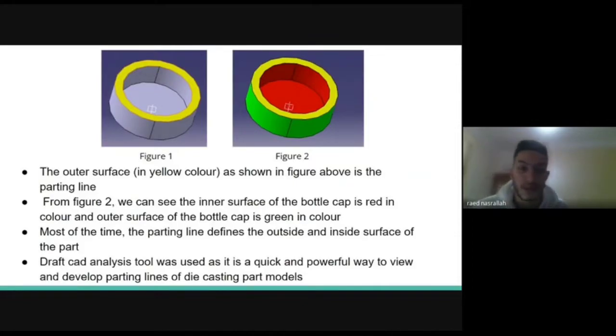Okay, so as we see in figure 1 and figure 2, the outer surface in yellow color, as shown in the figure above, is the parting line. From figure 2, we can see the inner surface of the bottle cap is red in color and the outer surface of the bottle cap is green in color. Most of the time, the parting line defines the outside and inside surface of the part. The Draft CAD analysis tool was used as it is a quick and powerful way to view and develop parting lines of die casting part models. Next.